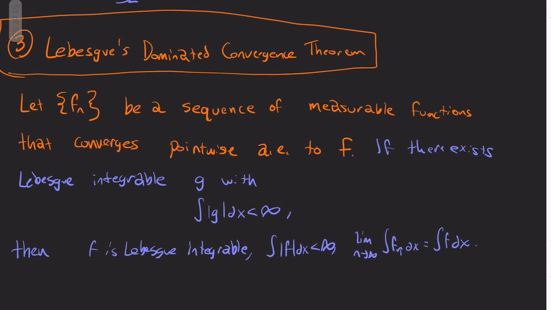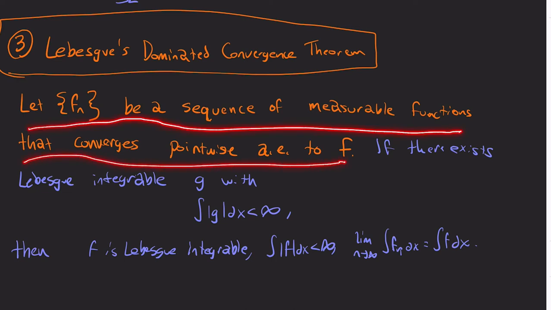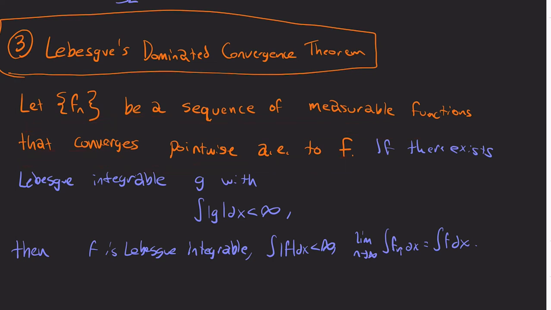Number 3, this is probably the most important one, the one you'll use the most. Let f_n be a sequence of measurable functions that converge pointwise almost everywhere to a function f. Again, this is everywhere except a set of measure 0. If there exists a Lebesgue integrable function g such that its absolute value has finite Lebesgue integral, then f is Lebesgue integrable, with its absolute value having integral less than infinity, and you get convergence of this.